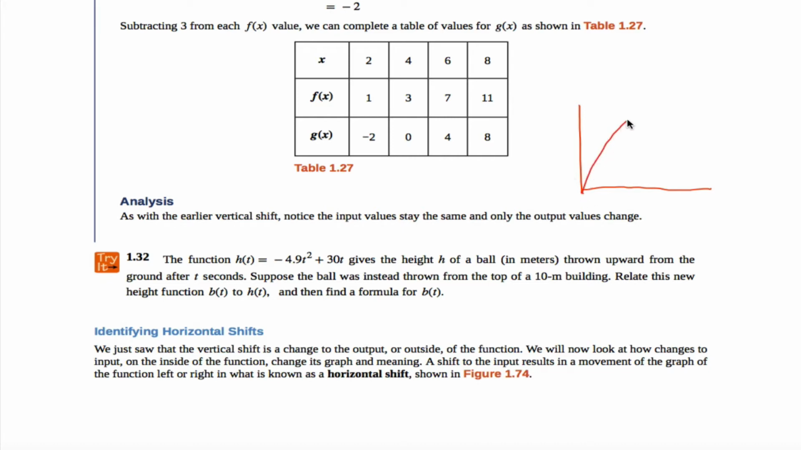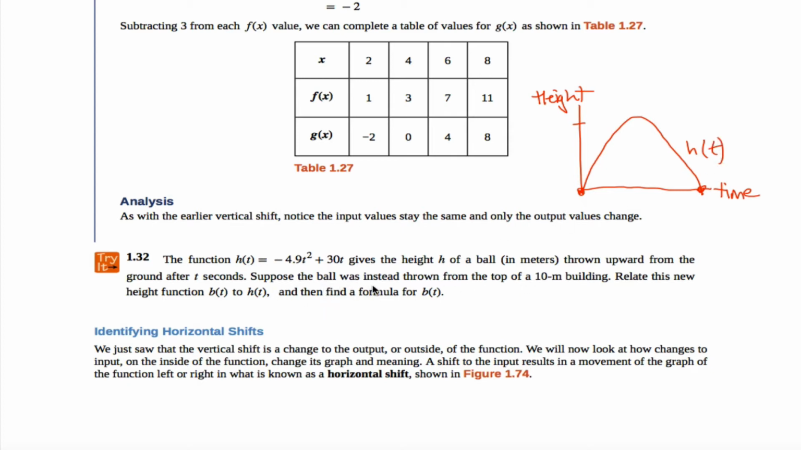and you throw it up into the air, and the ball goes up and it comes back down and it hits. And so this is the height of the ball, and this is time. And here's my little function right here, h of t. And so if you read through the problem, we're going to change something.